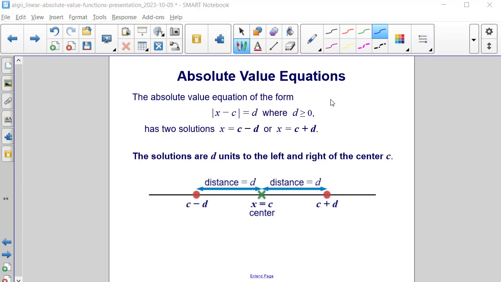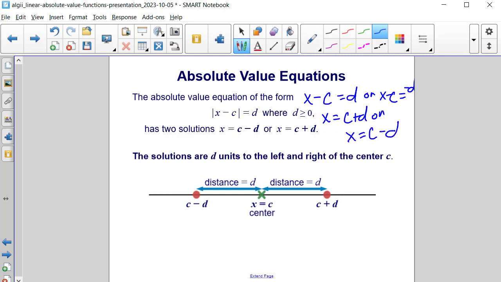And it is set up as follows. You could have that x minus c is equal to positive d, or x minus c could be equal to negative d. And then if you add c to both sides in each equation, you would get that x is equal to c plus d, or x is equal to c minus d. So that's how we get these two solutions. x is equal to c minus d, or x is equal to c plus d. The solutions are a distance d units to the left and to the right of your center point c.